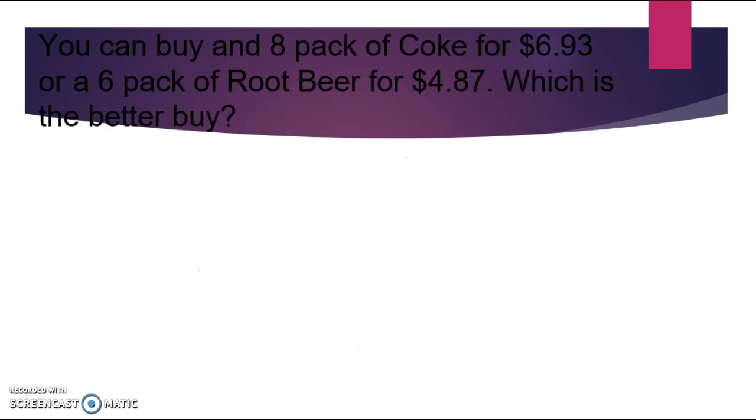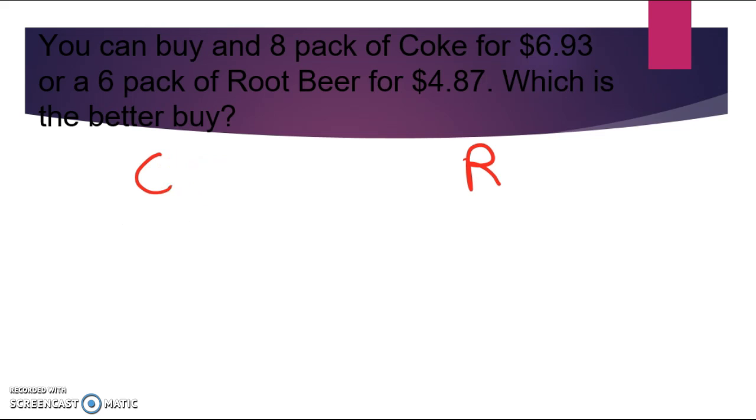Now the next type of question says you can buy an 8-pack of Coke for $6.93 or a 6-pack of root beer for $4.87. Which one is the better buy? So we did a lot of these in class, but how we're going to do this is we're going to set up two rates. Our first rate, we're going to say is C, that's going to stand for Coke. Our second rate is going to be R, and that stands for root beer.